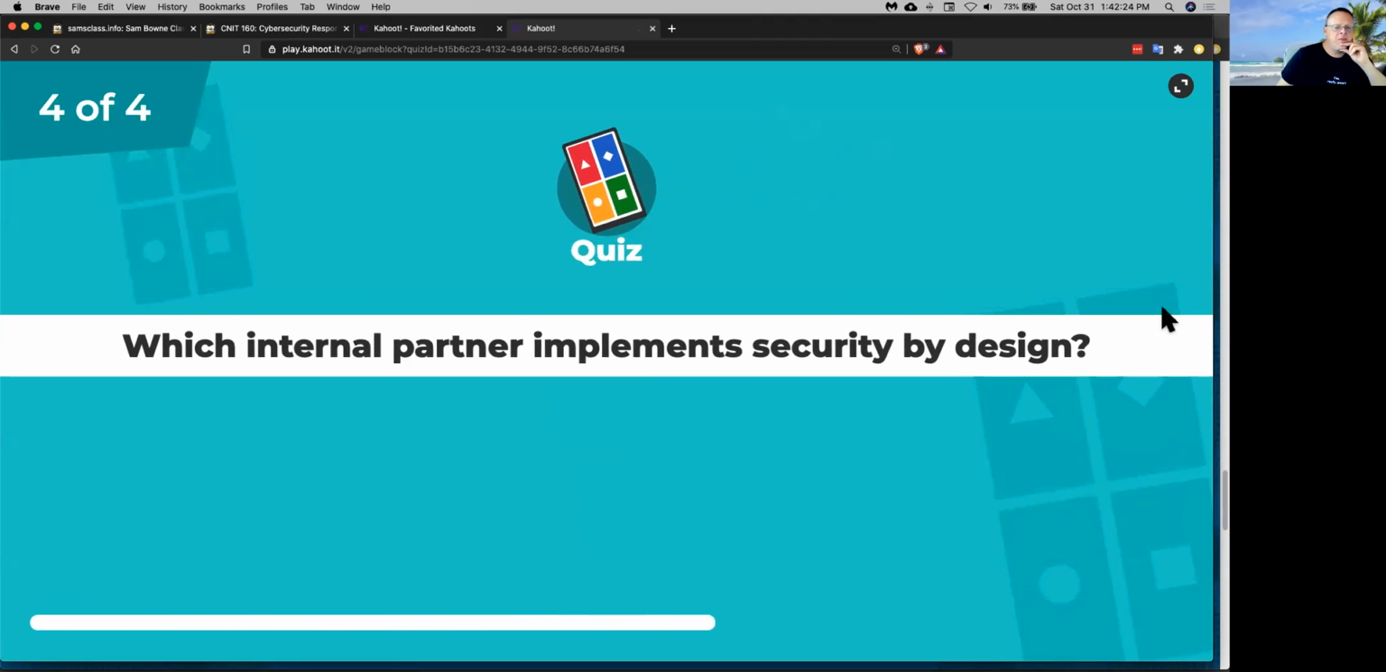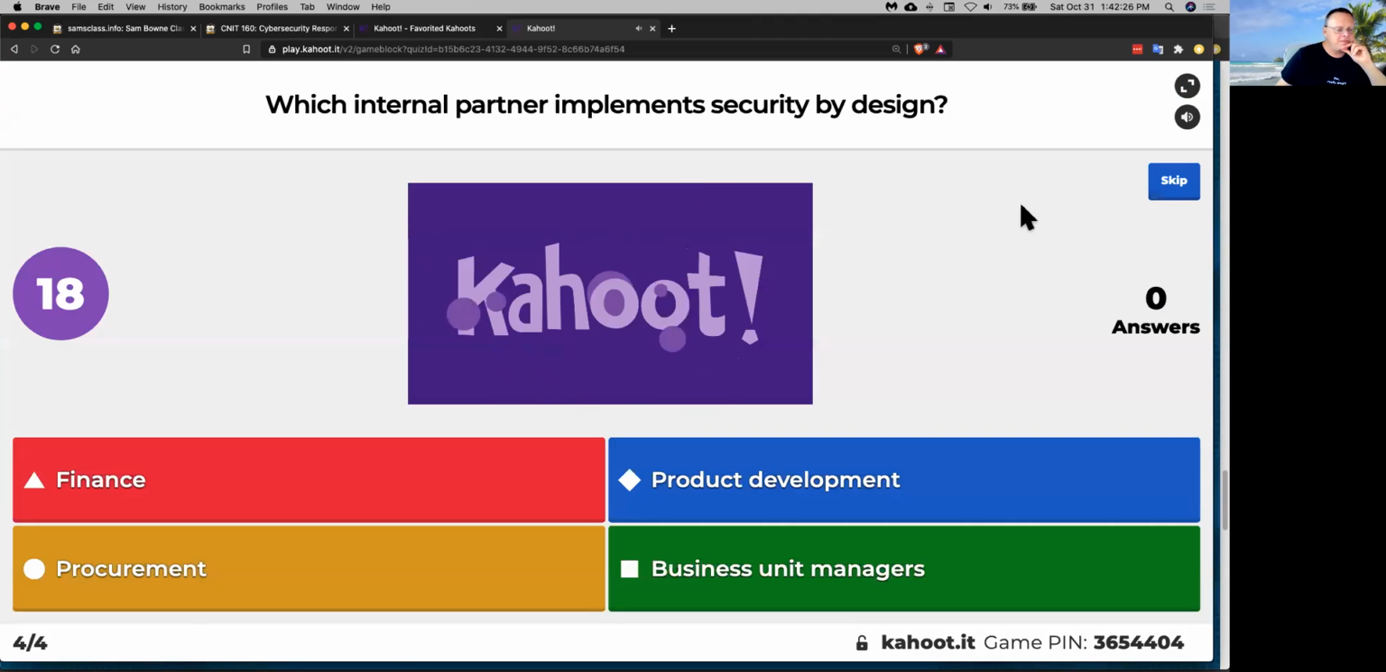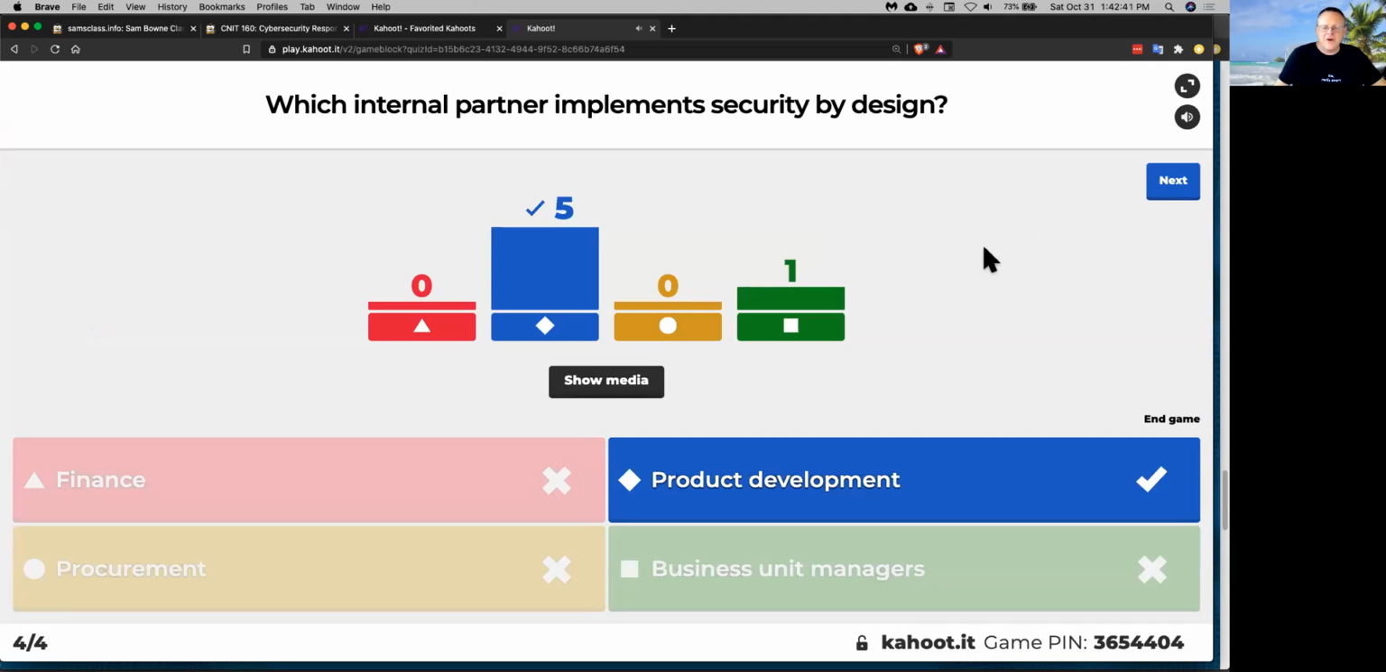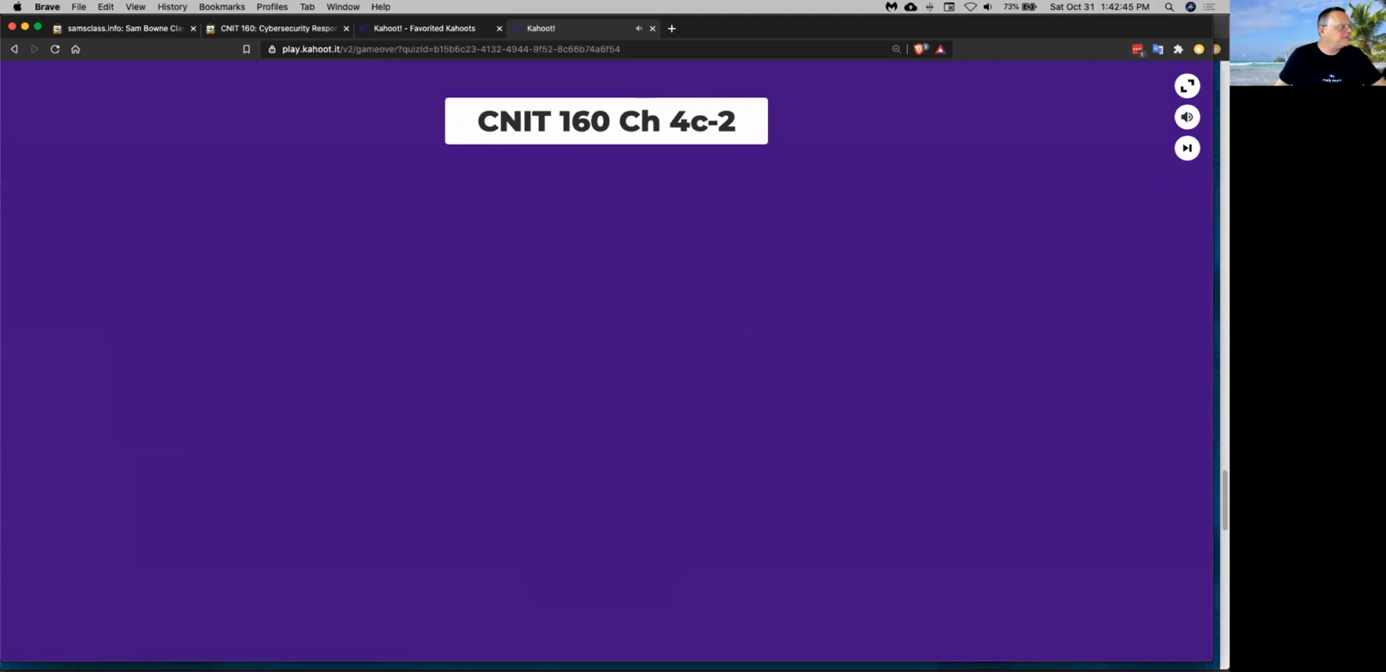All right. What internal partner implements security by design? That's it. That's one of the Microsoft principles of secure product development. All right.